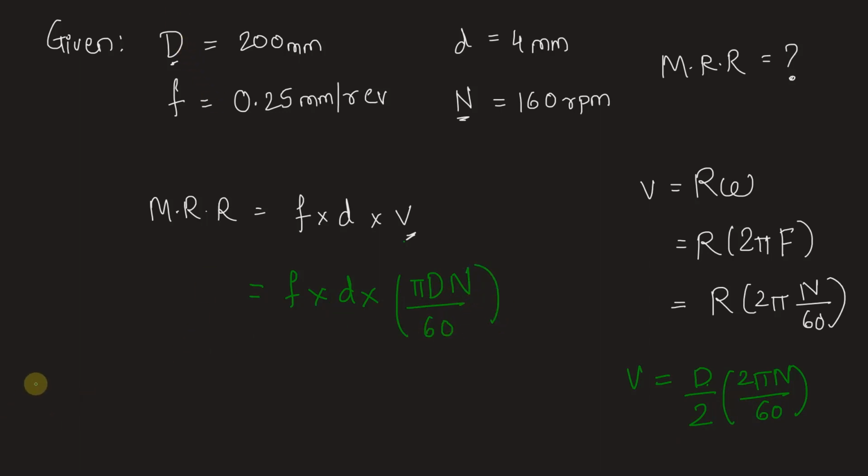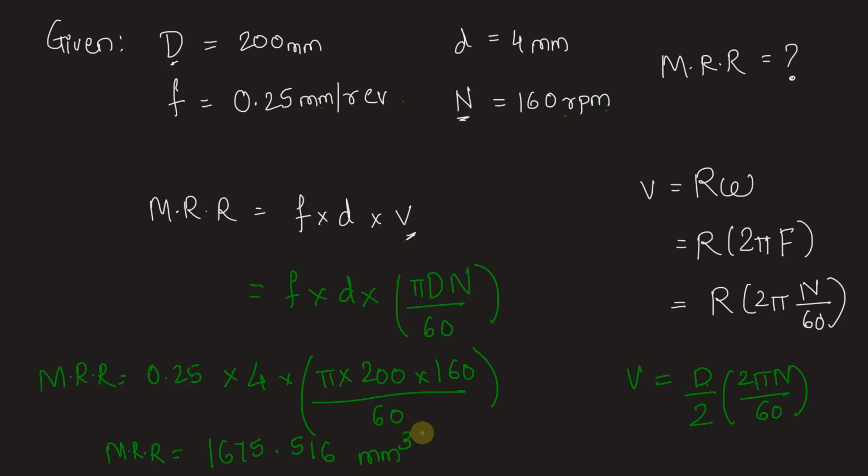Let's substitute and find out the material removal rate. Feed rate is 0.25 millimeters per revolution. Depth of cut is also in millimeters. So as it is, pi into capital D also is in millimeters. So 200 into 160 is revolution per minute, and we have this as millimeter per revolution, so we'll take it as 160 by 60. This, when calculated in a digital calculator, gives us material removal rate to be 1675.516 millimeters cube per second.